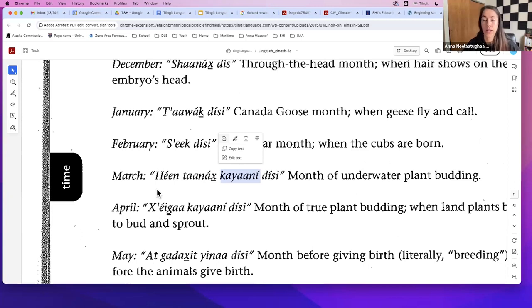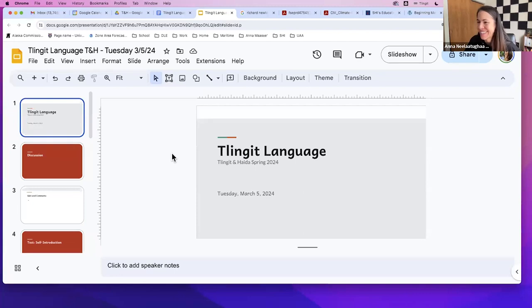Hin tanach kayani disi. Good. And one more time. Hin tanach kayani disi. Good. Nice. I'm glad I didn't know which month it was because we got to explore together. So, hin tanach kayani disi. So it's the month of underwater plant budding, and 5 days have passed this month.